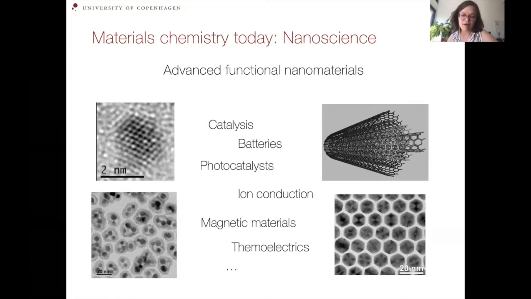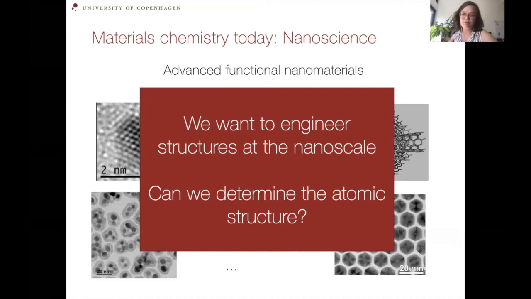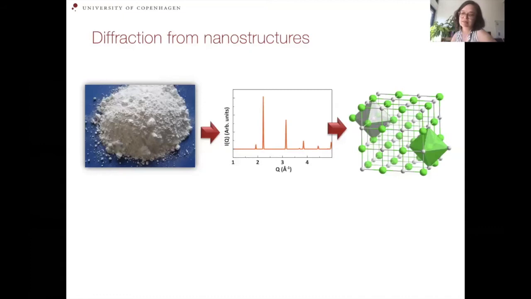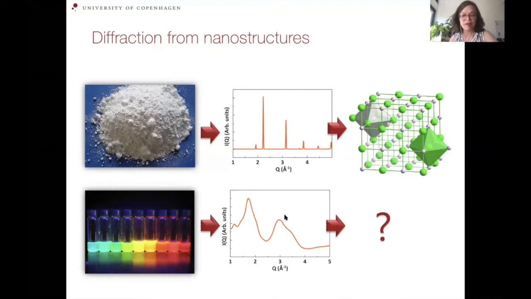But that also challenges a little bit the way that we do this work. We want to engineer structures at the nanoscale. But to really think about this materials development, we then also need to determine their atomic structure. And this is a challenge. Because usually if I go to the lab and I make something that is a bulk material or bulk powder, I get a diffraction pattern like this and I can use crystallography to analyze it. But the issue with nanomaterials is that we'll get scattering patterns like this. And at this point, we have less routine practices in how we can analyze the atomic structure of this kind of material.